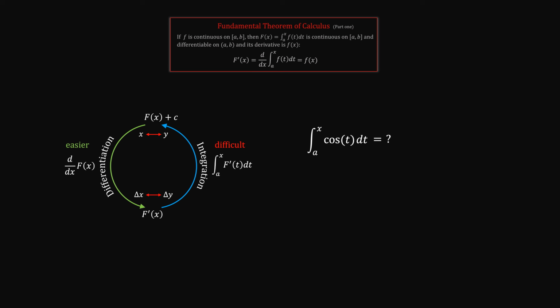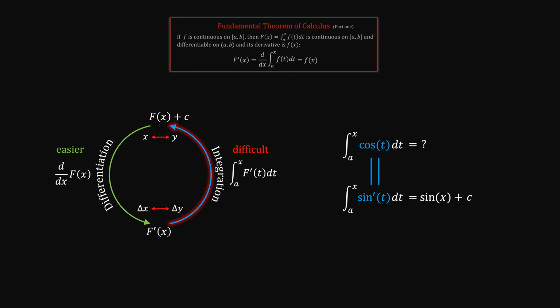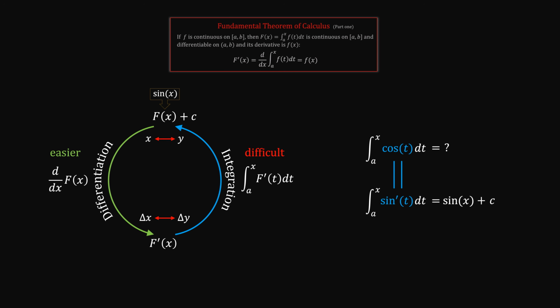But we know cosine is the derivative of sine. Hence, when you integrate it, you should get back sine plus some constants, because if we put sine on the circle, differentiate it, you get the derivative of sine. Then integrate it, you should get the sine back.